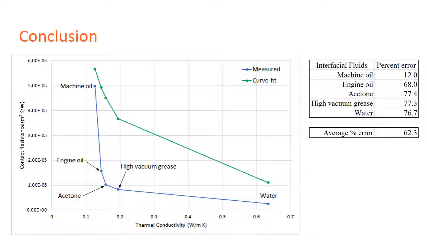However, our data does prove the qualitative knowledge that contact resistance goes down when thermal conductivity in the interfacial fluid goes up. We believed that by knowing the thermal conductivity of any fluid, the contact resistance could be predicted, thus allowing for quick estimates without the need for extensive testing.